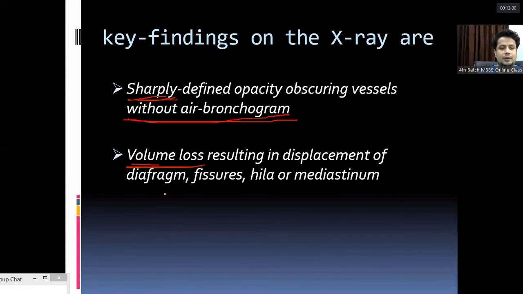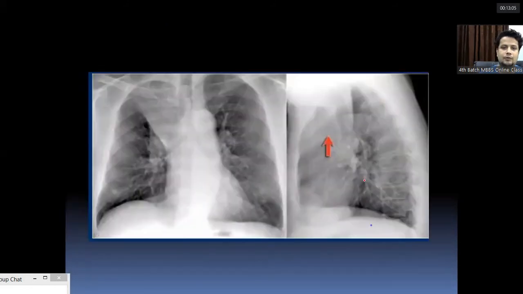Features of volume loss means shifting of the diaphragm, fissures, hila, and mediastinum. I'll show this. What we should know is that in the right lung there are two fissures. One is the horizontal fissure and another is the oblique fissure. The horizontal fissure extends from the hilum to the lateral side. So it is usually like this, horizontal. The oblique fissure extends like this. Above the horizontal fissure, the most part of the lung is the upper lobe.